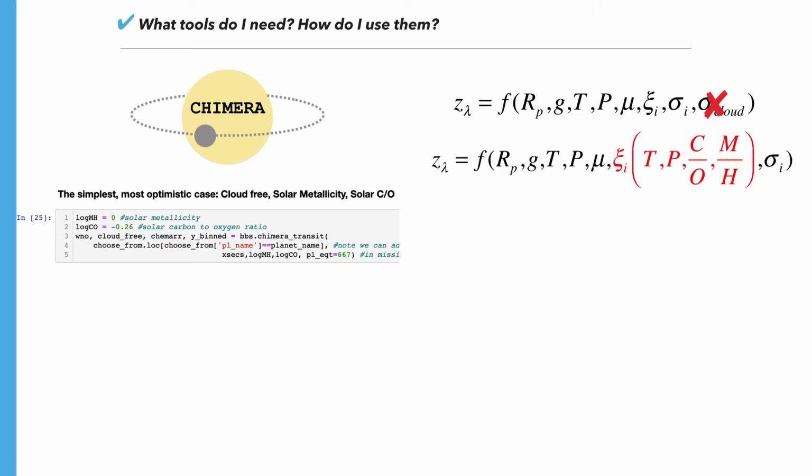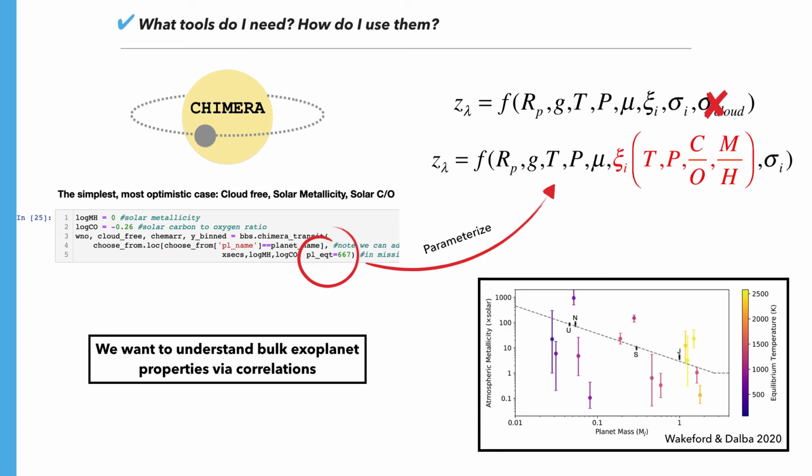Now, the only thing we have left is the temperature pressure profile, which we are going to parameterize using the planet's equilibrium temperature. And now we have all of our model parameters taken care of for an initial pass. Another thing to note is that these assumptions aren't just to make our lives easier. They're also grounded in the kinds of planetary science questions we want to answer. For example, we'd like to understand bulk exoplanet properties via correlations with things like mass. So here I'm showing the recently updated mass metallicity plot that shows currently measured metallicities of exoplanets against the metallicities of the solar system objects, which do follow this nice correlation with mass.